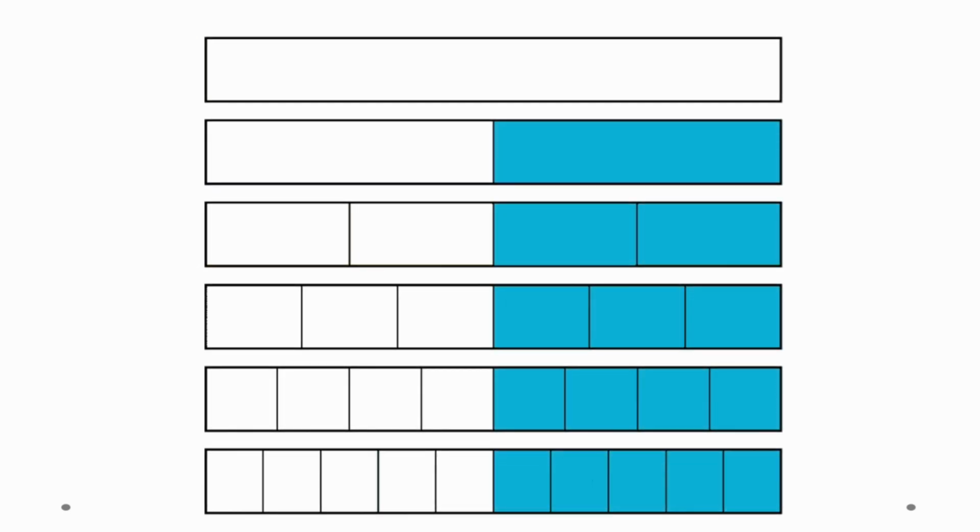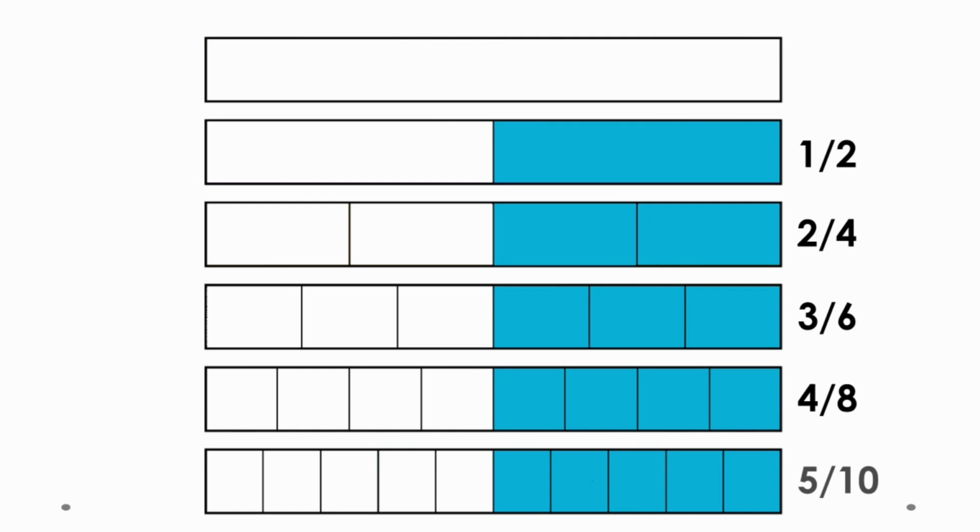This is in 6 parts. This is in 8 parts. And this one is in 10 parts. Now let's color 1 half of all the strips. This is 1 part out of 2. And this is 2 parts out of 4. This is 3 parts out of 6. This is 4 parts out of 8. And this one is 5 parts out of 10.